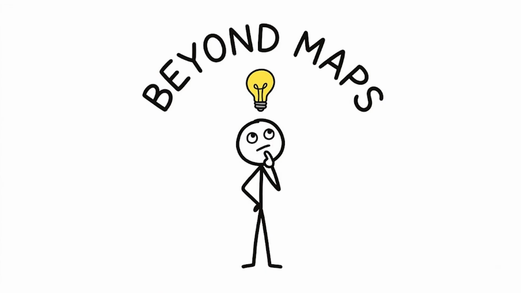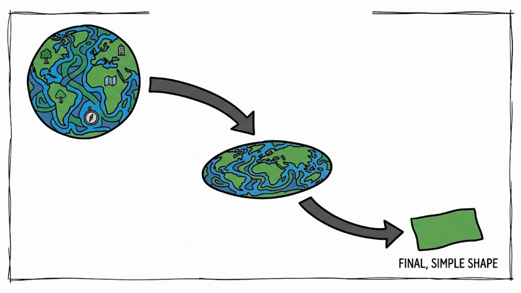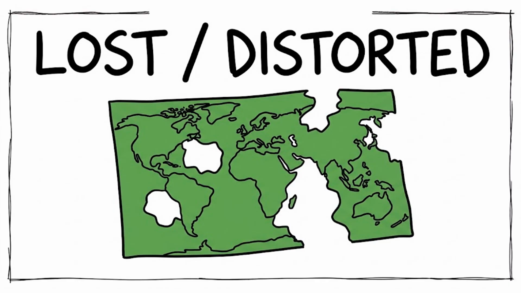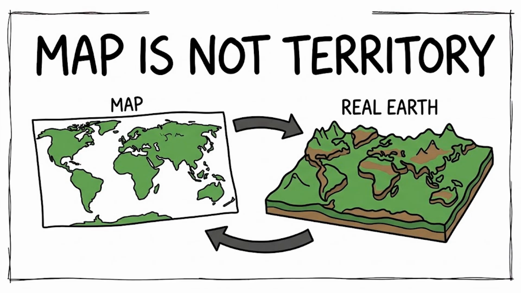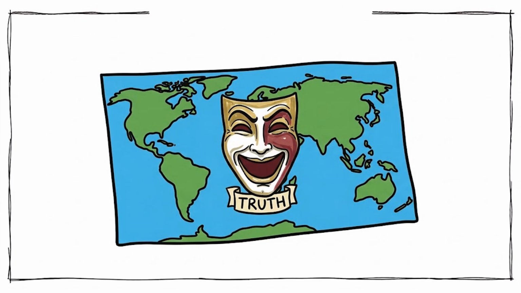So what does this really teach us beyond geography? It's a profound lesson about the nature of representation itself. Anytime you take something rich and complex and three-dimensional and try to squash it down into a simpler, flatter form, you lose something and you distort something, and the choices you make about what to preserve reveal your priorities. A map is not the territory. It's a compromise, a set of decisions about what matters most, dressed up as objective truth.